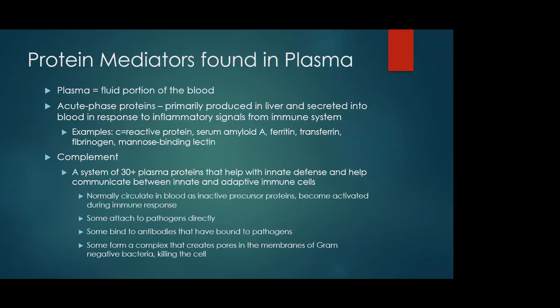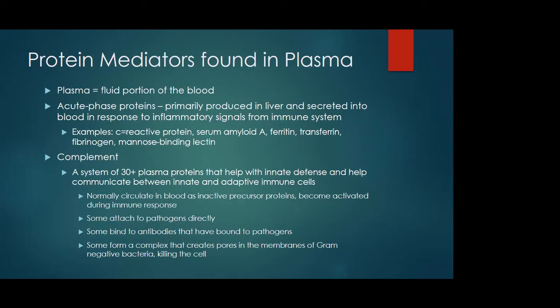Our plasma has a number of protein mediators in it that help get rid of pathogens because we really don't want pathogens in our blood, right? Our liver makes some of them, like C-reactive protein, ferritin, transferrin, fibrinogen, mannose-binding lectin. Those are just examples of some of the proteins in your plasma.